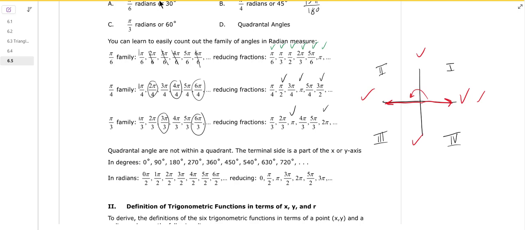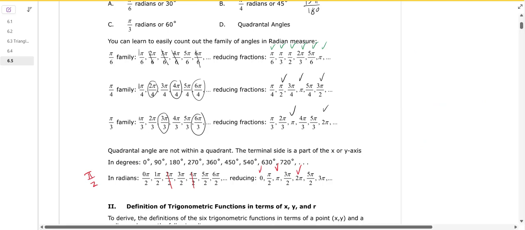So you can count in radians like this, 0 pi over 2, 1 pi over 2, 2 pi over 2, and so forth, because pi over 2 is 90 degrees. And then reduce the fractions. Of course, that would be 0. Then you'd have pi over 2. 2 pi over 2 is pi. 3 pi over 2 is already reduced. 4 pi over 2 is 2 pi, and so forth. So the idea is you want to be able to tell which family it's in.